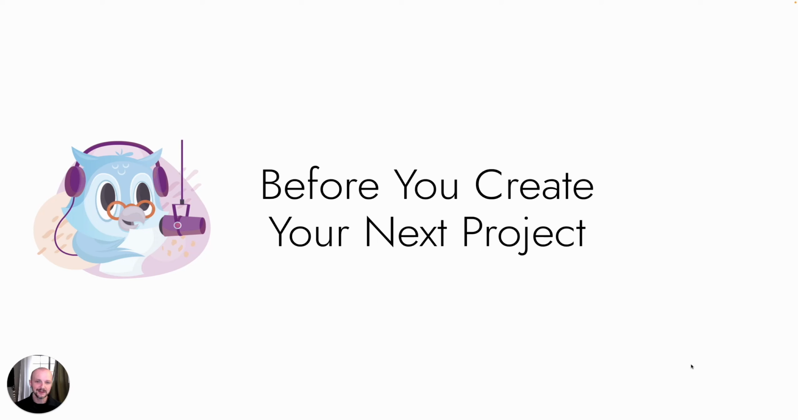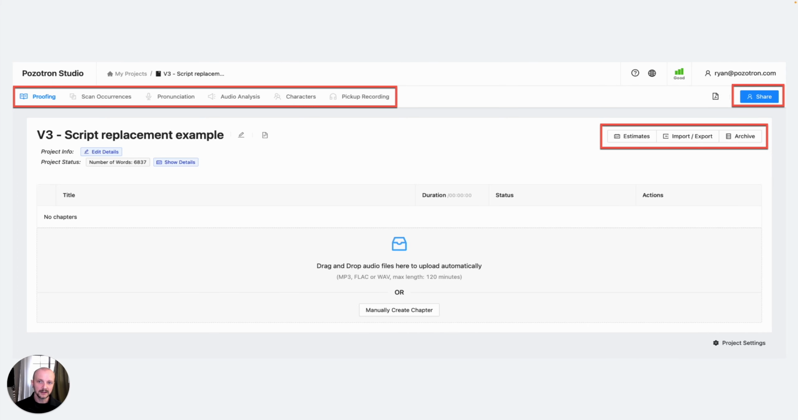Before you create your next project, we want you to know all of the things that you have access to. So check these out. Once you log in and make a project and go into that project, you'll see this screen. We want you to know what all of these things circled in red do. We want you to know that you have access to a proofing page, a scan occurrences function, a pronunciation guide, audio analysis, character voice guide, pickup recording tool.